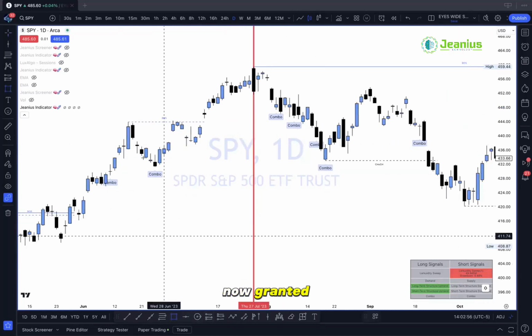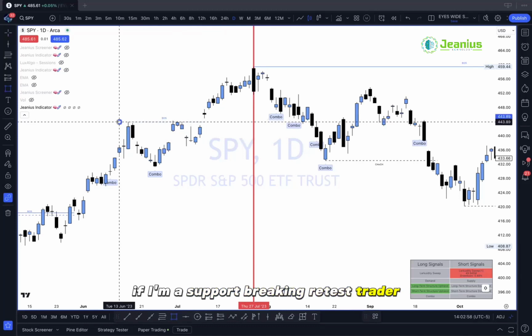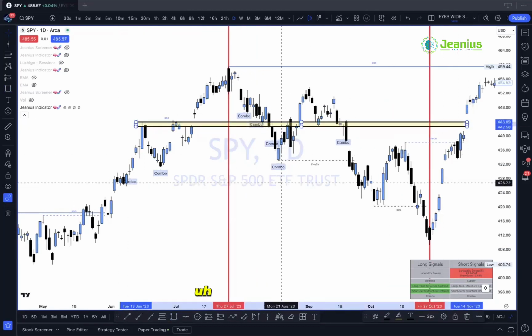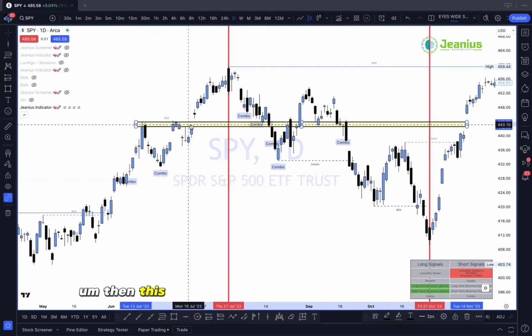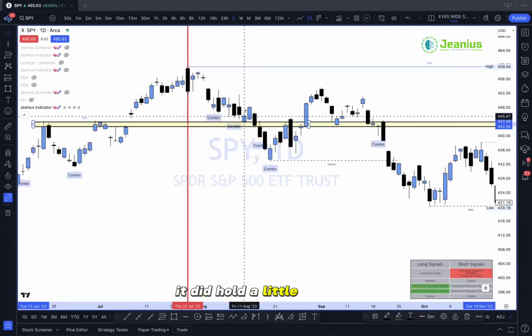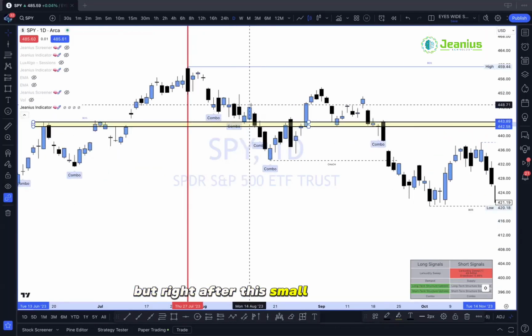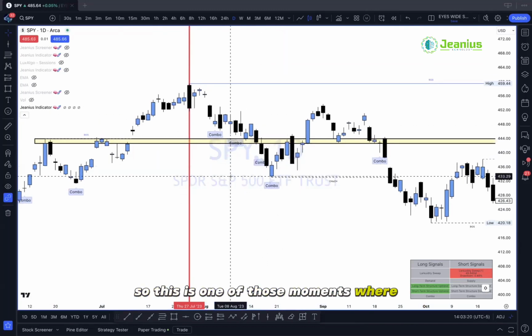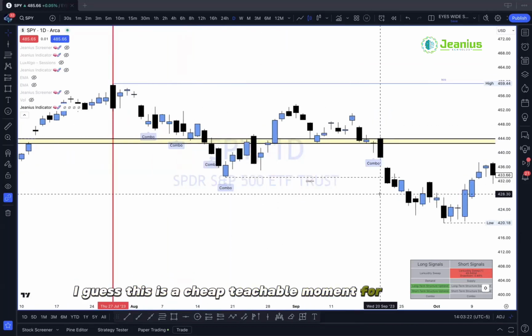Now, granted, if I'm a support break and retest trader, in hindsight it looks good. If I'm a support and retest trader, then this resistance at one point became a support. And it did hold a little bit here, but right after this small little push, it just tanked. It just tanked.